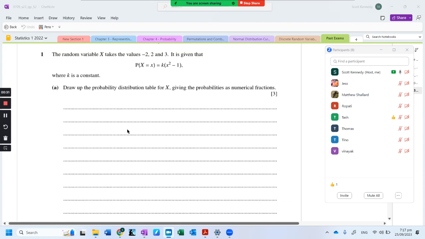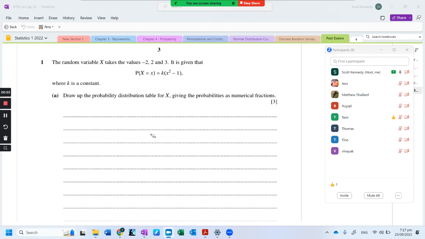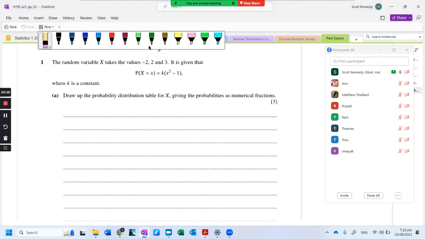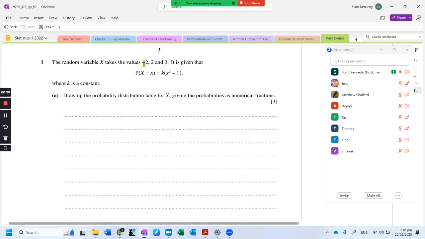So we'll go on to the first question. We've got random variable x that takes these values. So these are the values it can be. It's given that the probability of a particular value of x is given by this formula here, k times x squared minus 1, and we know that k is a constant. We've got to draw up a probability distribution table for x, and we need to give the probabilities as numerical fractions.